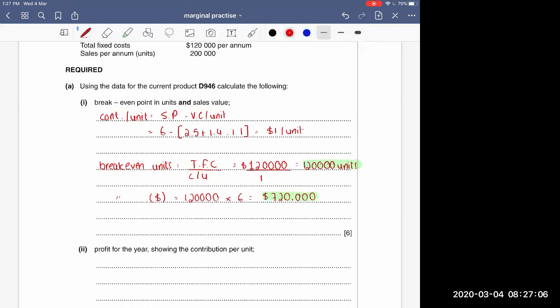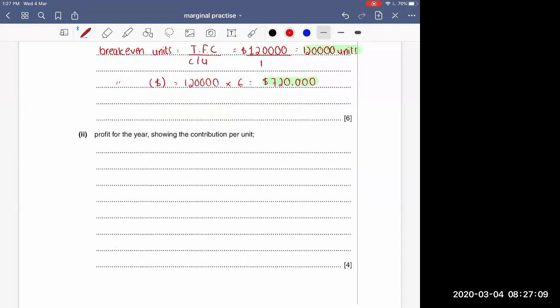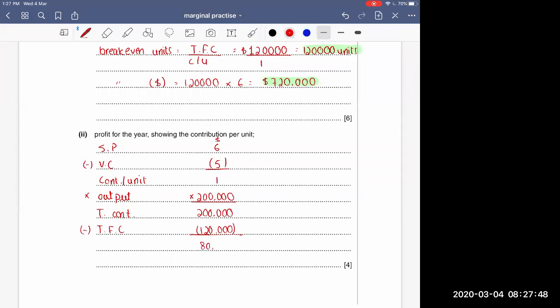The next is profit for the year showing contribution per unit. Selling price हमें पता है, it's 6. Selling price is 6 minus variable cost is 5. Contribution per unit is 1. Multiply by output level. What is our total output level? Total output level is 200,000. So 1 into 200,000, what is our total contribution? The total contribution comes to 200,000. Less total fixed cost. What is our total fixed cost? It's 120,000. The total contribution minus total fixed cost of 120,000, the current profit or profit for the year is $80,000.